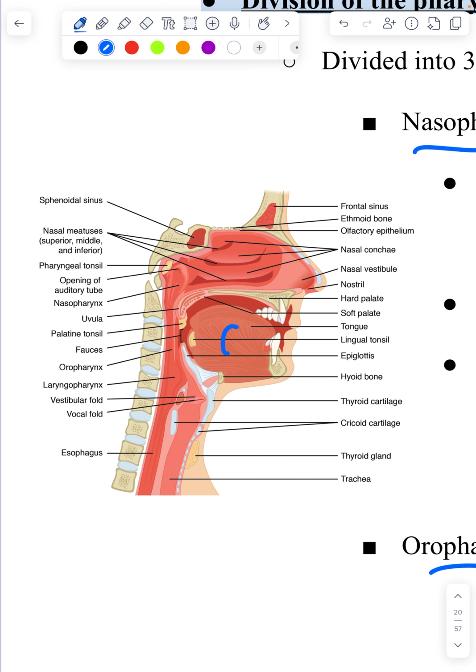This is our mouth. This is the tongue. This entire top part is the palate, or the top of your mouth. If you feel the top front two thirds, it's a hard palate. All the way in the back is a soft palate. So nasopharynx is this entire area right here, from the back of the soft palate up.